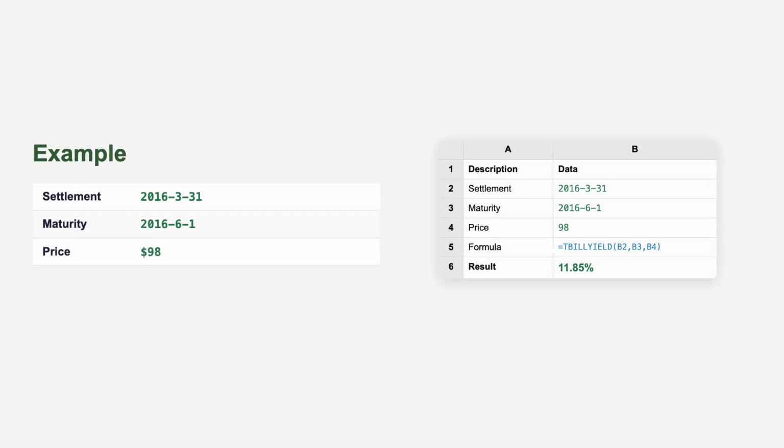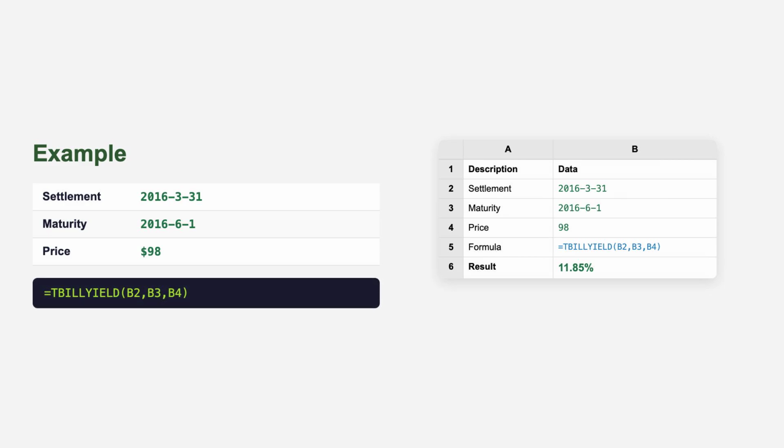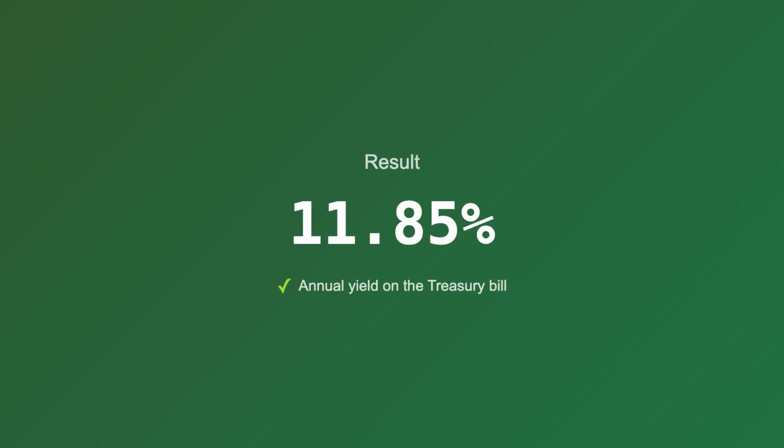Let's look at an example. We have a Treasury bill with a settlement date of March 31, 2016, a maturity date of June 1, 2016, and a purchase price of $98 per 100 face value. The formula is TBILLYIELD of B2, B3, B4. The TBILLYIELD function returns 11.85%. This is the annualized yield on the Treasury bill, meaning if you held similar investments for a full year, your return would be about 11.85%.